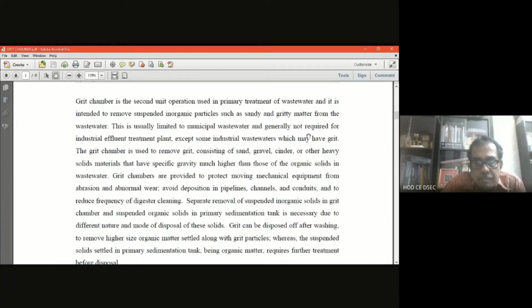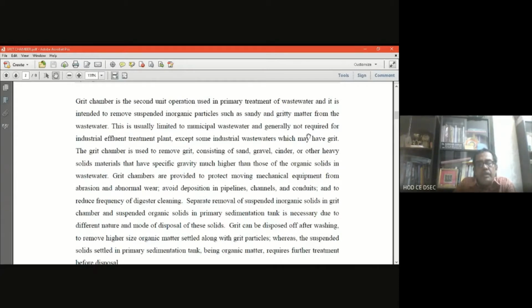grit chamber. Now, what is the function of the grit chamber in the wastewater treatment process? The removal of inorganic materials like grit particles, sand, stone chips, the inorganic heavy particles which settle in the grit chamber. That is the basic purpose of removing those particles, so that they cannot interfere with the operational system, causing malfunctioning in the other units.